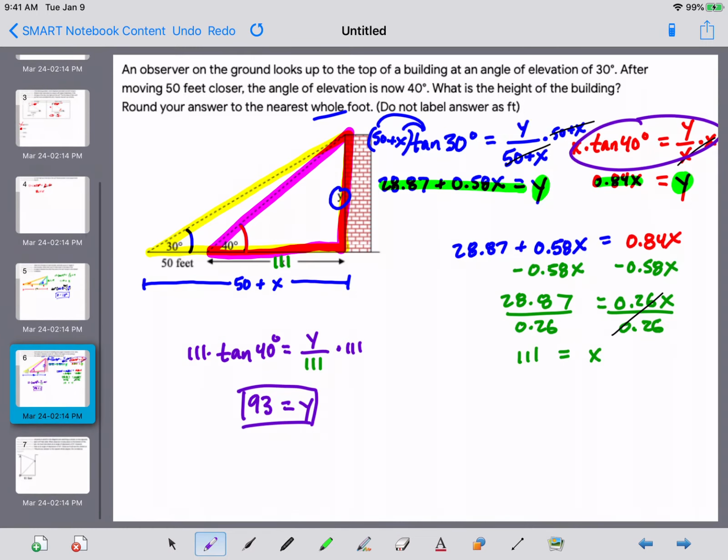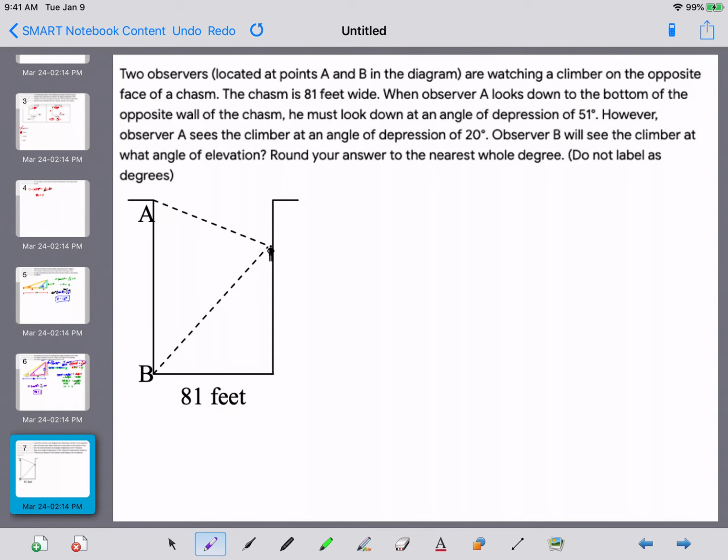we'll look at now. All right, so it says 2 observers located at points A and B in the diagram, so we have an observer here at A, and one down here at B, are watching a climber on the opposite face of a chasm. I don't know if I'm saying that right, but that's okay. The chasm is 81 feet wide. When observer A looks down to the bottom of the opposite wall of the chasm, he must look down at an angle of depression of 51 degrees. All right, there's a lot of information there, but anyway, so we know this is 81 feet wide. They already put that on the picture for us.